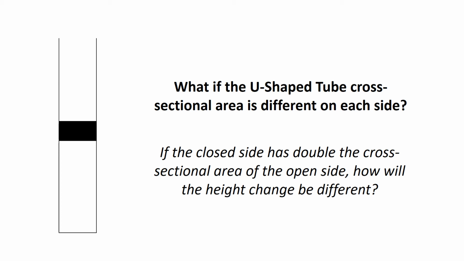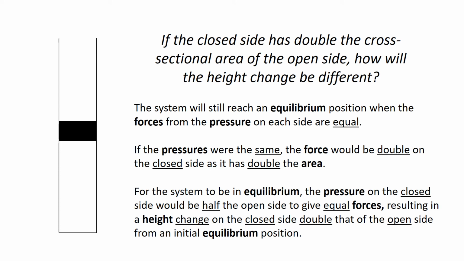When the area was the same, the height change on both sides was identical. So if the closed side goes down 5 centimeters, the open side goes up 5 centimeters. So the question is, how is it going to change when we factor in the fact the area is different? Well, if we're going to get the same force, what we need to do is have half the pressure on the side that has double the area, because then the forces on both sides are going to be equal to each other. So that's how it's going to be different.